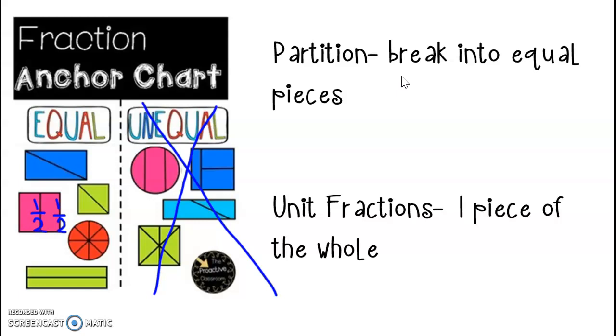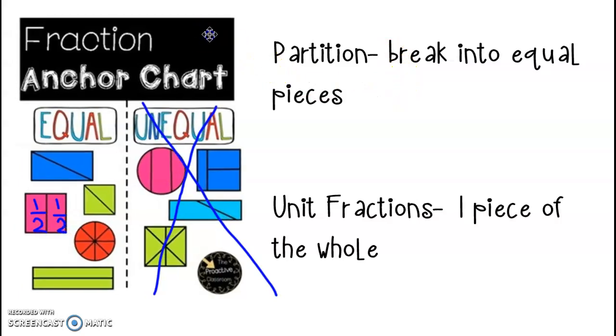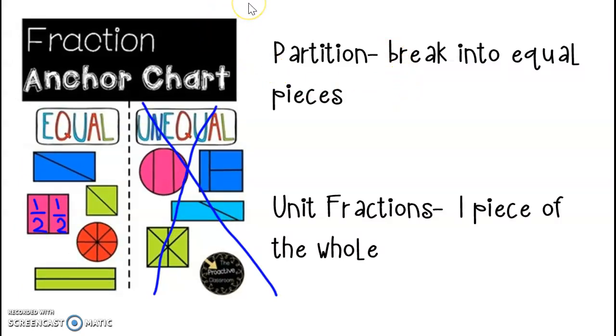The first one was the word partition, which you can see means break into equal pieces. So we talked a lot about that yesterday, how you can break apart shapes, but to create fractions you need to partition them into equal pieces. We've also got the phrase unit fractions, which means one piece of the whole. So when you partition your shape, any single one of those pieces can be labeled with the unit fraction. You'll see here on our poster we talked about yesterday, partitioning shapes need to be equal.